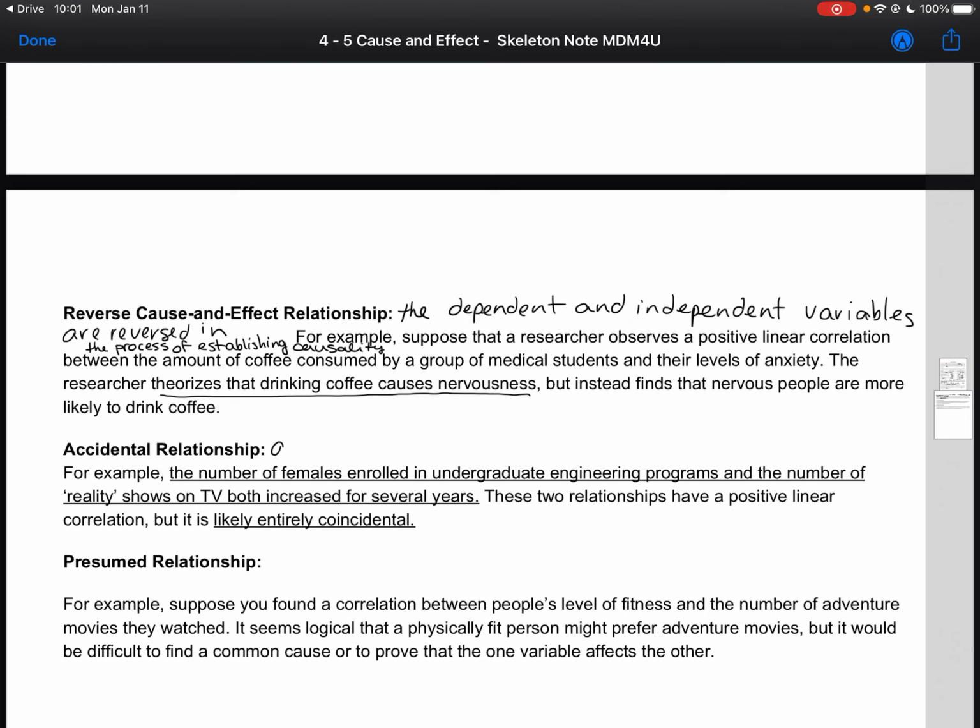The next type of relationship is an accidental relationship, where a correlation exists without any causal relationship between variables. This is a dangerous one because people can make conclusions about causation solely based on correlation, which are entirely coincidental relationships.